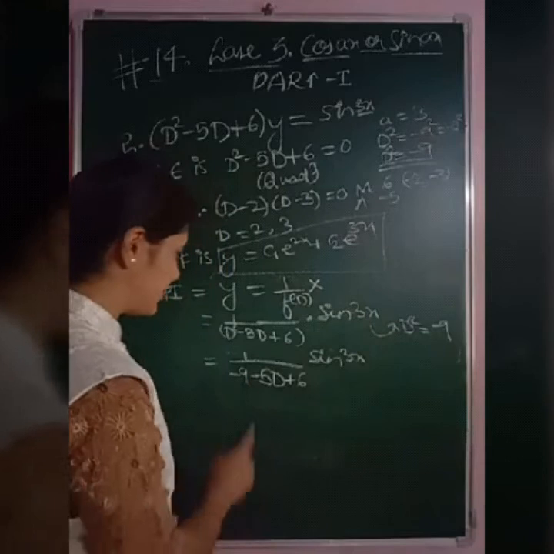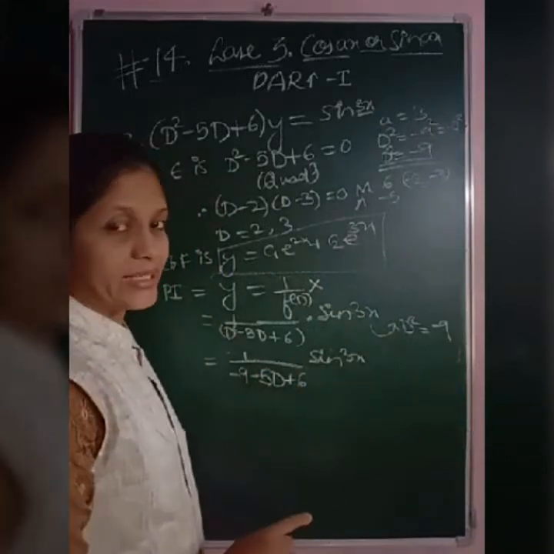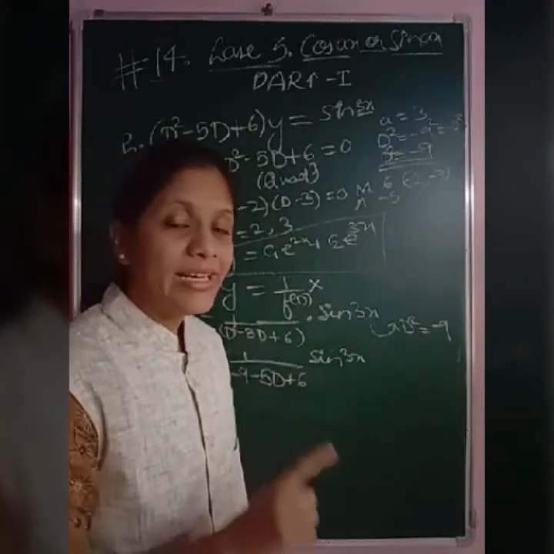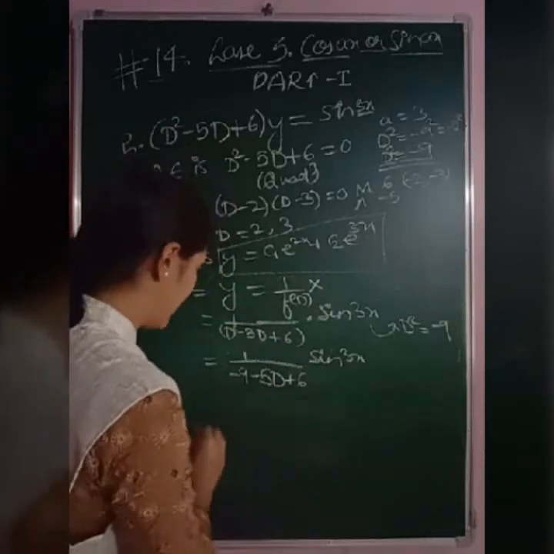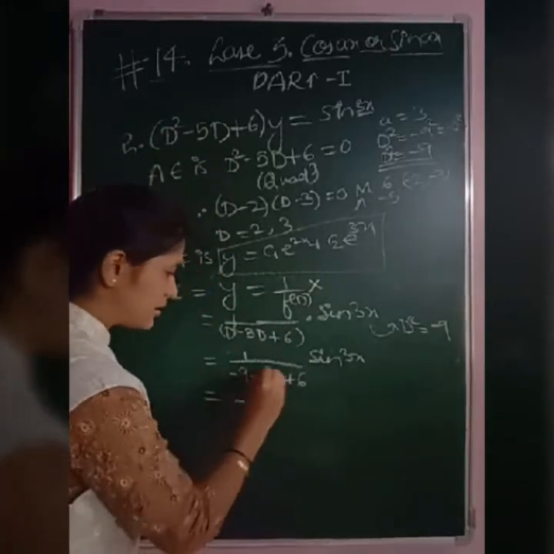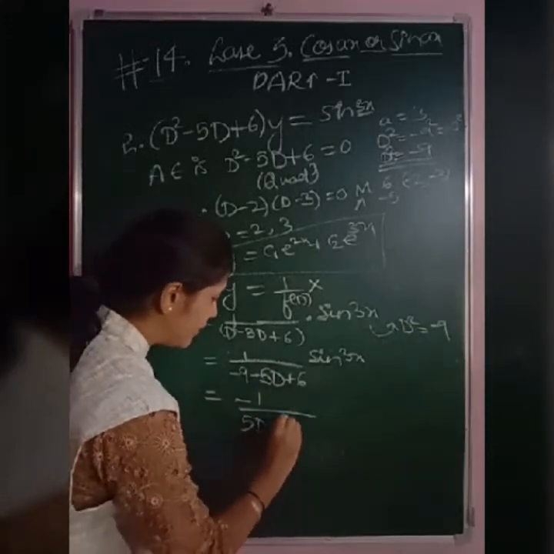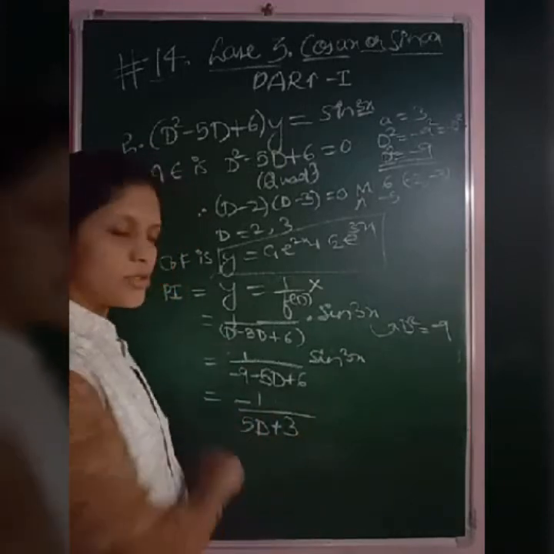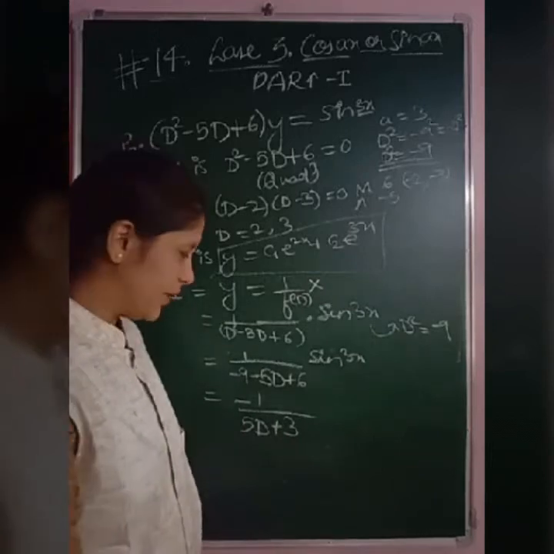So let us solve for this. So it is minus 9 plus 6, minus 3, minus 5d. So how we have to represent the denominator as d plus, right? So this can be written as minus 1, I will take common. So what is this? 5d plus 3, right? Minus 5d minus 3. So minus 1 outside we have taken and I have written that in the numerator.